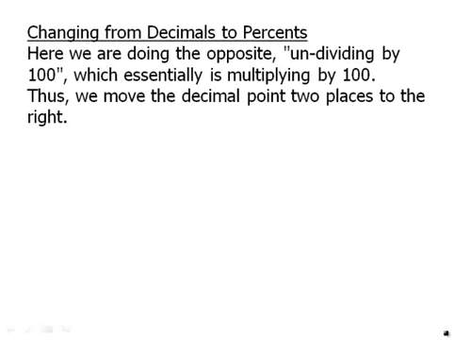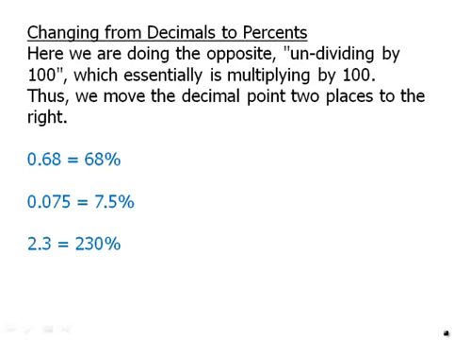Changing from decimals to percents. Here we're doing the opposite, undividing by 100, which is essentially multiplying by 100. Thus, we move the decimal point 2 places to the right. We have several decimals here. We're going to move 2 places to the right. Notice that the final one, if we have a decimal greater than 1, it becomes a percent greater than 100%.